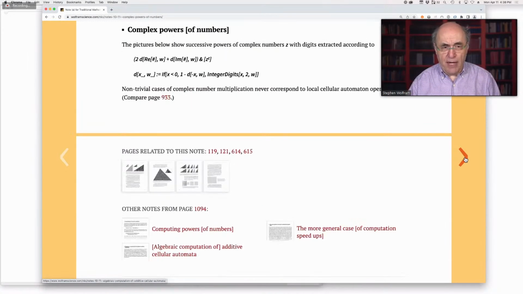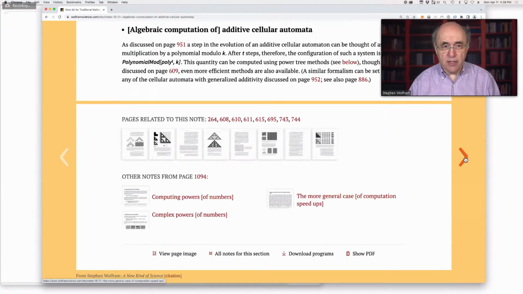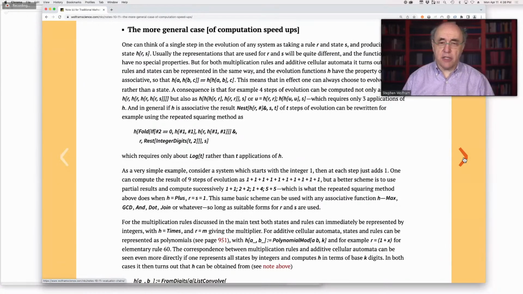This is about computation of powers, complex powers. Okay, this is an interesting case. So the question is, that's the repeated squaring method. What's the most general class of system that allows you to do that? It turns out that additive cellular automata are like dealing with integers. They have a kind of repeated squaring method of computing their behavior. So whenever you can do repeated squaring, you can compute behavior much more efficiently than just by going through each step. When can you do repeated squaring?